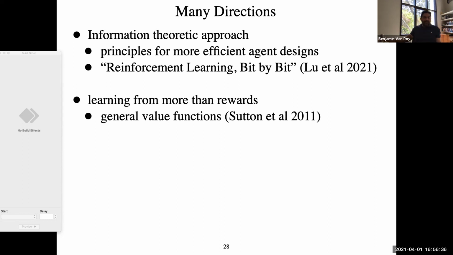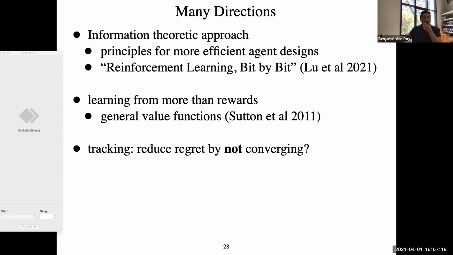There's also this issue where the agent I talked about is adjusting its epistemic state based only on observed rewards. And obviously that's pretty stupid. When you're in a complex environment, your observations offer much richer information. And so you really want to be learning from all that information and not only from the rewards. There's multiple papers that think about how one can start going about this. For example, there's this notion of general value functions. That's an interesting direction.